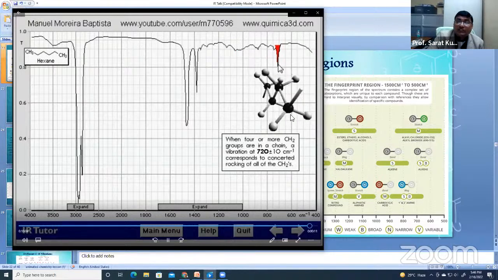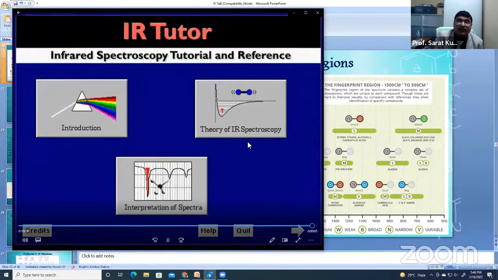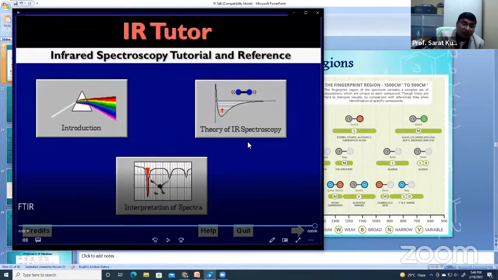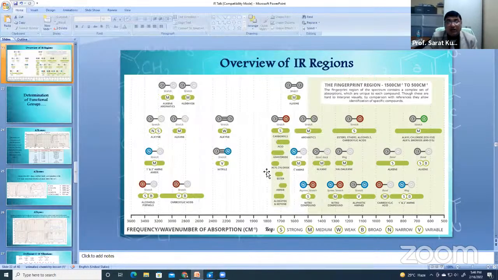The fingerprint region is also different. For a particular bond, suppose CH, there is a possibility of CH vibration, and it depends on exactly what we are showing: the same CH stretching, symmetric stretching, asymmetric stretching, gives different peaks. Even its bending, four kinds of bending, gives four kinds of vibrations.